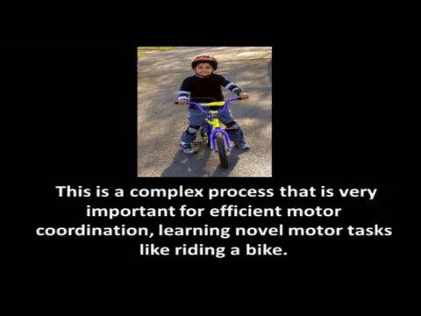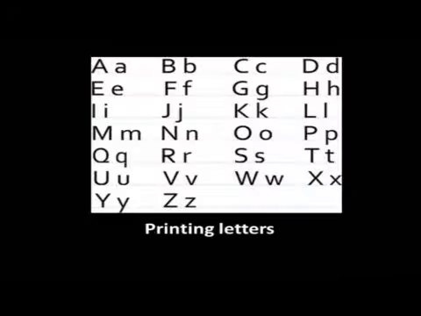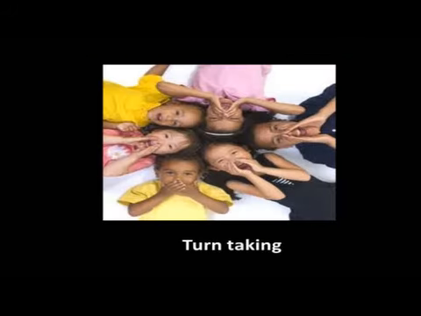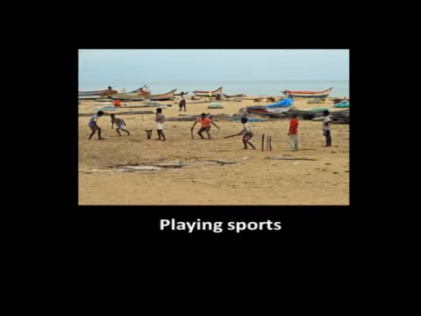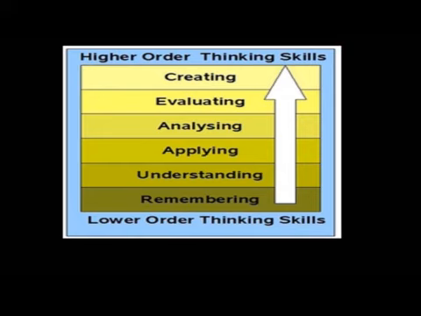This is a complex process performed at an unconscious level of the brain that is very important for efficient motor coordination, learning novel motor tasks like riding a bike, printing letters, play skills, turn taking, playing sports, and so on. Praxis ability is also considered to be a building block for higher order thinking skills, executive functioning, and sequencing tasks, which include memory, especially active working memory, organization skills, and attention.